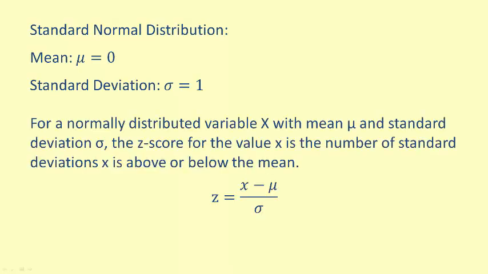For a normally distributed variable x with mean mu and standard deviation sigma, the z-score for the value x is the number of standard deviations x is above or below the mean. Z equals the difference between x and mu divided by sigma. Note that if x is less than the mean, the z-score is negative. If x is greater than the mean, the z-score is positive.